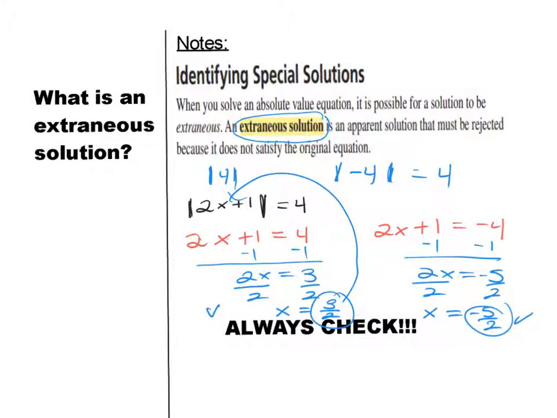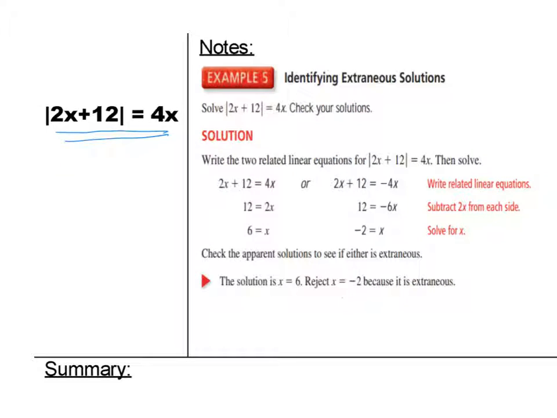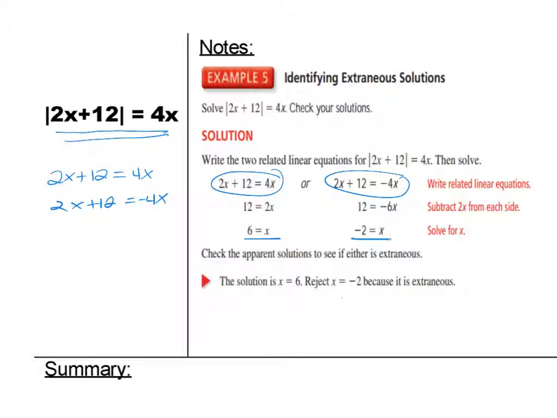We're going to look at one more example, and then we'll be done with 1.4, and then we're going to look at your quiz. So for this one, you're going to do the exact same thing. It's set equal to a positive, so you're going to split it up into 2. 2x plus 12 equals 4x. And then 2x plus 12 equals negative 4x. And that's what they did here. Now, they solved it just like you would any equation, and they got 6 and negative 2.